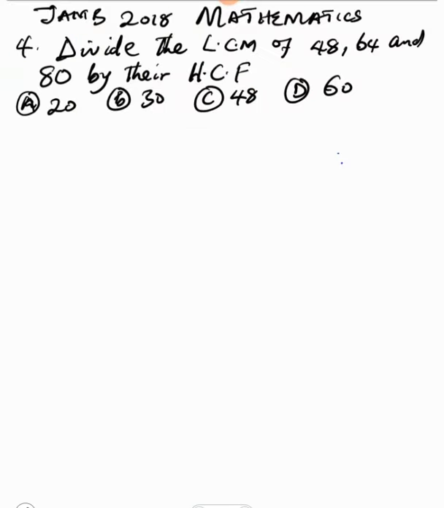Question number 4. Divide the LCM of 48, 64, and 80 by their HCF. Here we need to find the LCM of 48, 64, and 80, then the HCF of 48, 64, and 80. We can do it together, but for the sake of clarity, let us do them differently now.